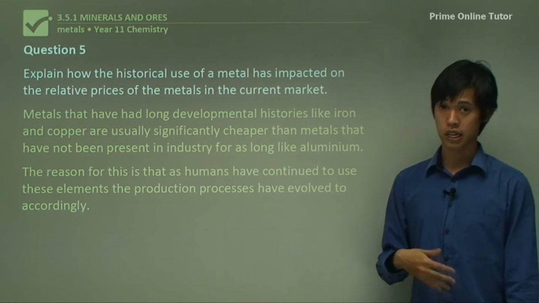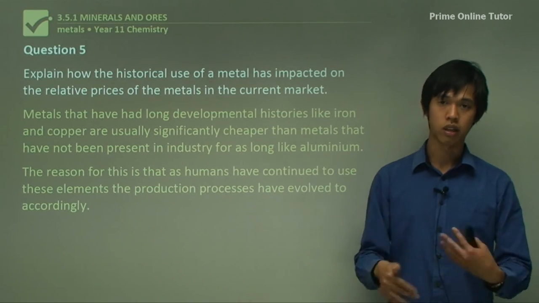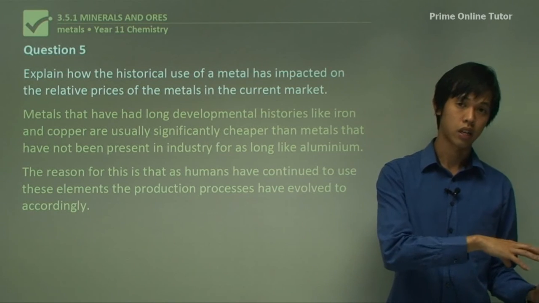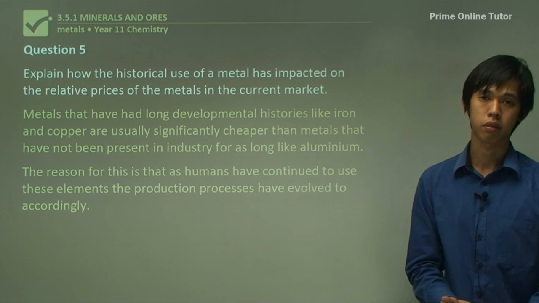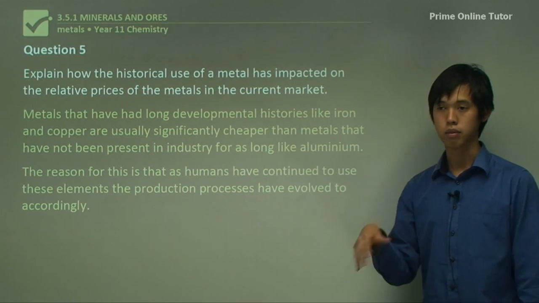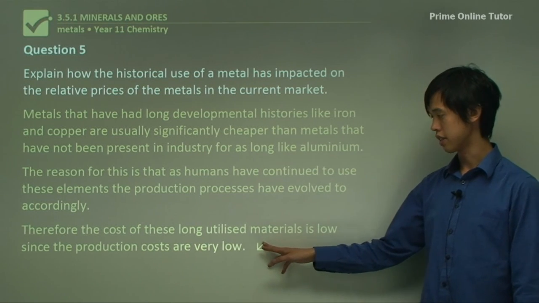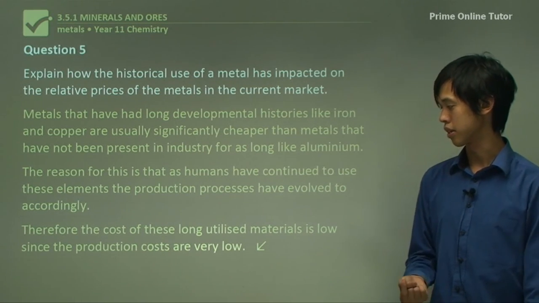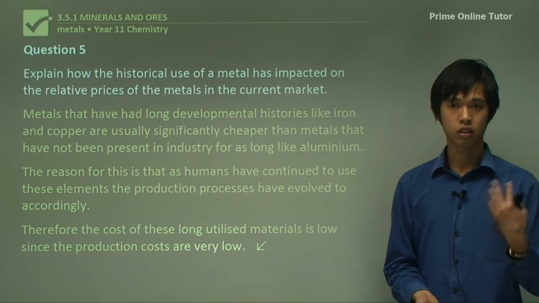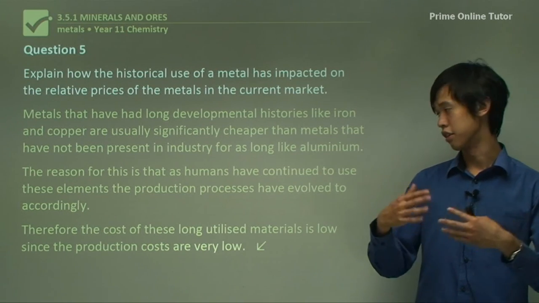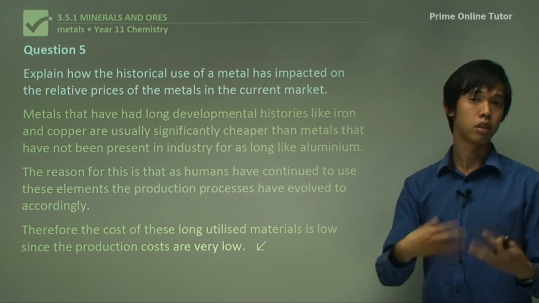Whereas aluminium is sort of starting from scratch. We're like, oh, okay, we found this deposit. Well, we're going to have to figure out a new way of getting it out of the deposit into aluminium metal form. So that's going to take some time, and it's going to cost some money. So obviously, it'll be more expensive than copper or iron. Therefore, the cost of these long utilized materials is low, since the production costs are very low. The production costs are low because we've had such a long time to deal with them. So in general, the total cost will be low for the ones that have been utilized for a long period of time.